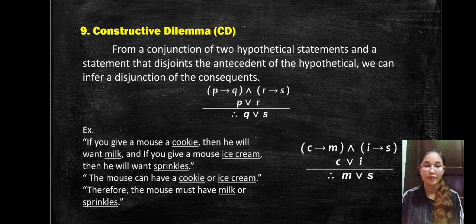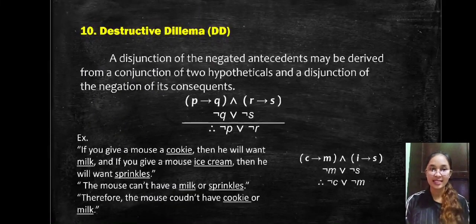So let C be if you give a mouse a cookie, and let M be he will want milk, and let I be if you give a mouse an ice cream, and let S be he will want sprinkles. So ganito ang mangyayari dyan. The quantity of C then M, and the quantity of I then S. C or I, therefore M or S.